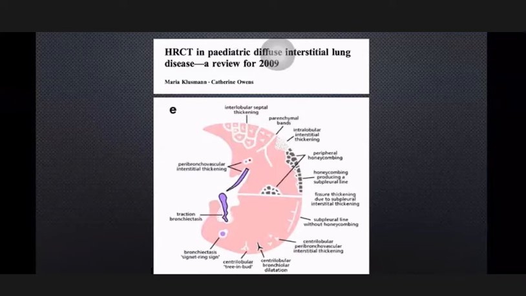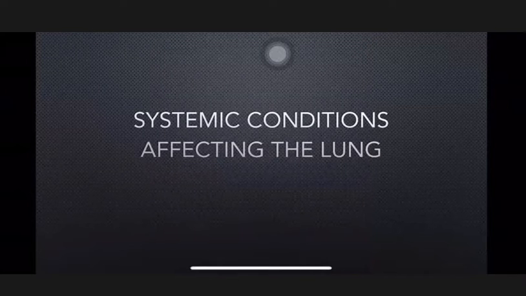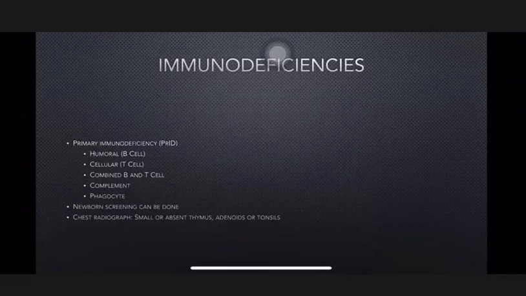However, HRCT findings are generally not pathognomonic and may represent a variety of histopathological processes. So this topic is a bit diverse, and it is better if we read it during the course of our residency. So next is the systemic conditions affecting the lung.